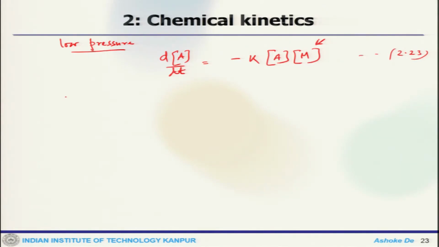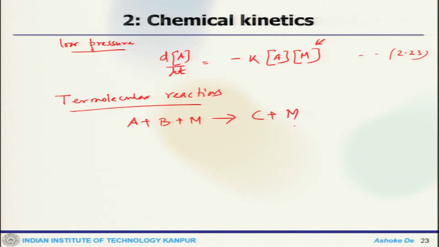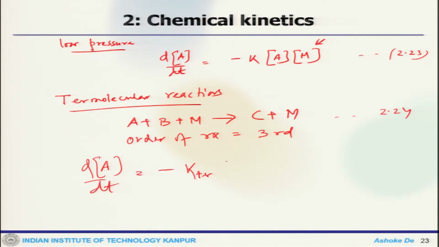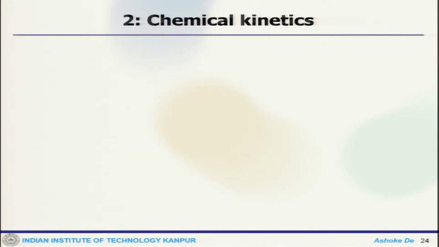Now, the other one is the trimolecular or termolecular reactions. There, A plus B plus M goes to C plus M. So, the order of reaction here is third order. One can find out the reaction rate as minus K trimolecular A, B and M. So, whether it is unimolecular, bimolecular or trimolecular, most of the elementary reactions are usually bimolecular.